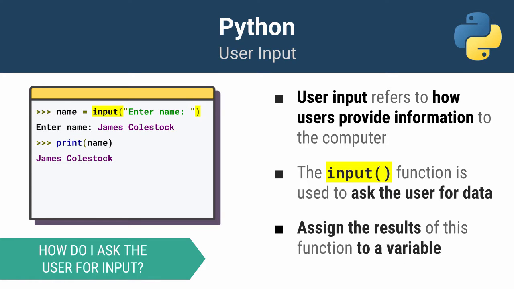Giving users the ability to provide data to your programs is extremely important. This concept is called user input. It involves any technique that you use to get feedback or data from the user. You probably saw earlier on I used the input function to do this. The input function allows you to ask the user to provide information, and then once they've done so, you assign it to a variable. From there, you can use the value of the variable as need be.